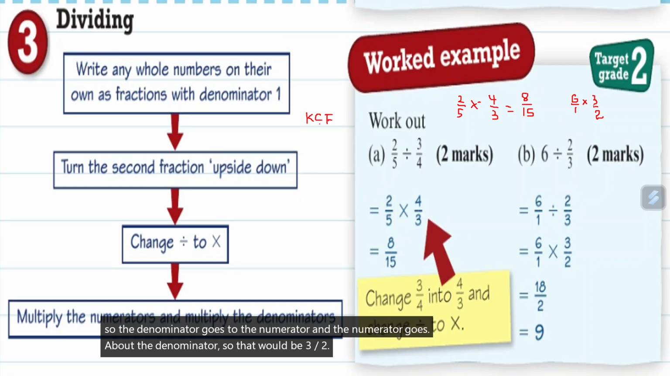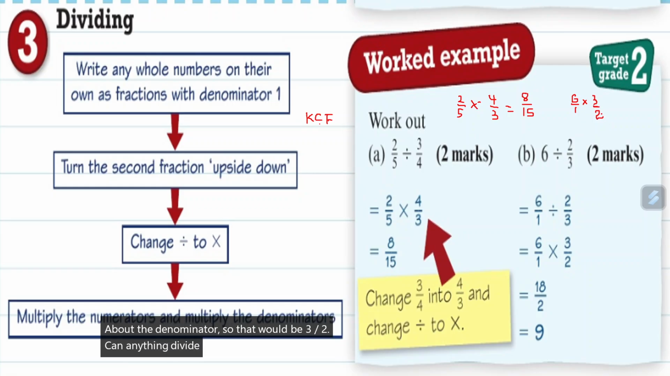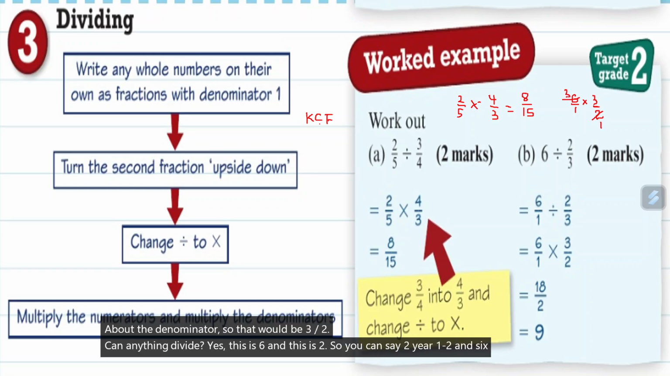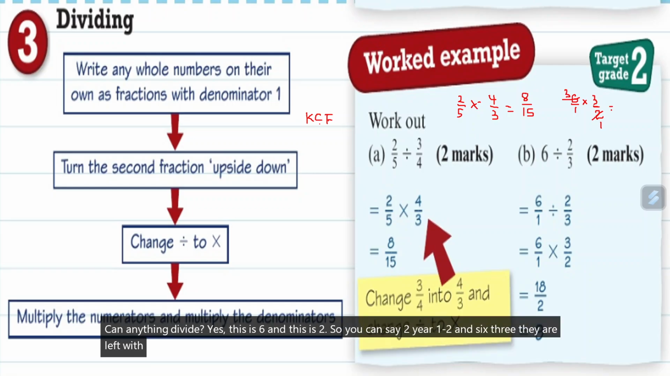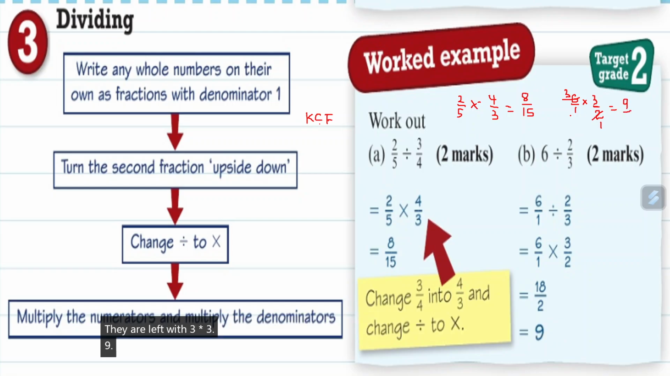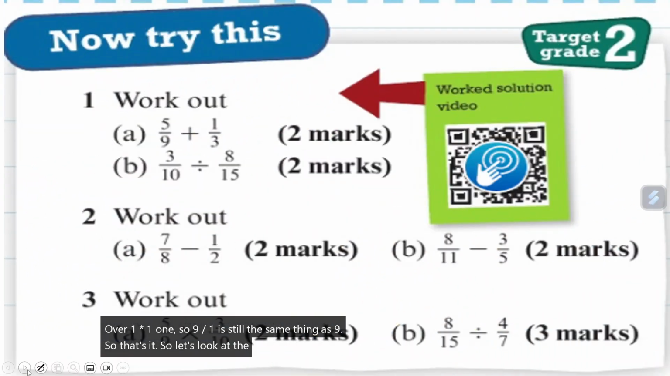Can anything divide? Yes, this is 6 and this is 2. So you can say 2 here, 1, 2 in 6, 3. They are left with 3 times 3, 9, over 1 times 1, 1. So 9 divided by 1 is still the same thing as 9. So that's it. So let's look at the next slide and see what we have.